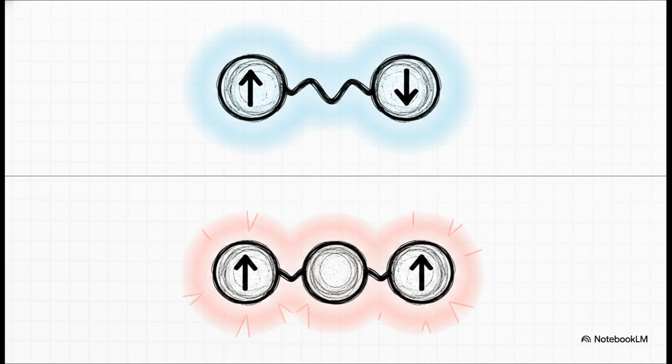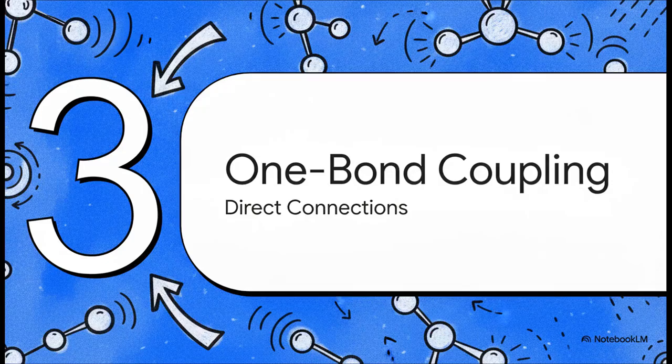If you have an odd number of intervening bonds, like 1-bond or 3-bond couplings, you typically end up with a positive coupling constant. But if you have an even number of bonds, say 2 or 4, you usually get a negative coupling constant. Why? Because that extra intervening atom forces a parallel nuclear alignment. Moving right along to part 3, 1-bond direct connections.